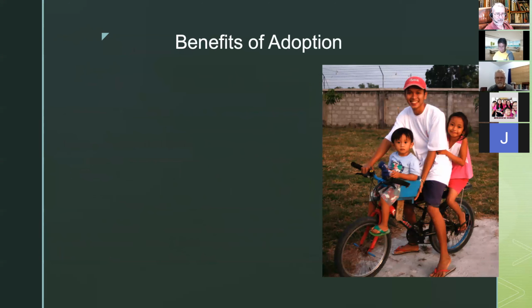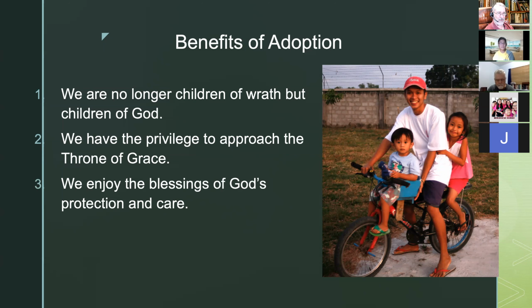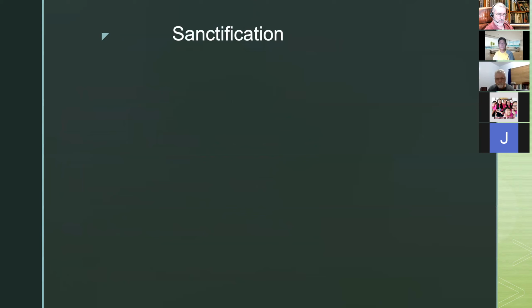Okay. Some benefits. What do you get if you're part of the family? Well, in this family, you get a ride on the bicycle, which I think is kind of cool. We are no longer children of wrath, but children of God. We have the privilege to approach the throne of grace because we're God's children. Of course, he'll see us. We enjoy the blessing of God's protection and care because what dad won't take care of his kids? We have the rights and blessings of being the sons and daughters of God. And we will experience fatherly discipline. Don't think you're going to get out of that. That happens.